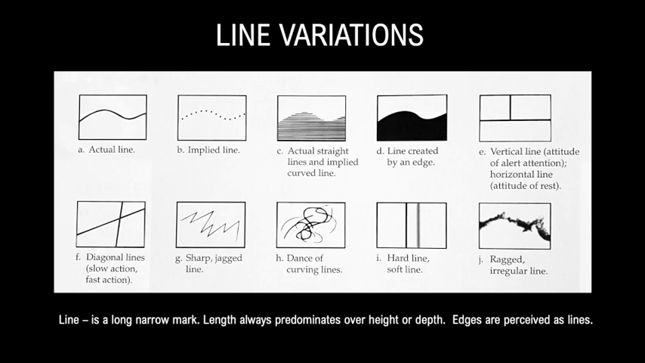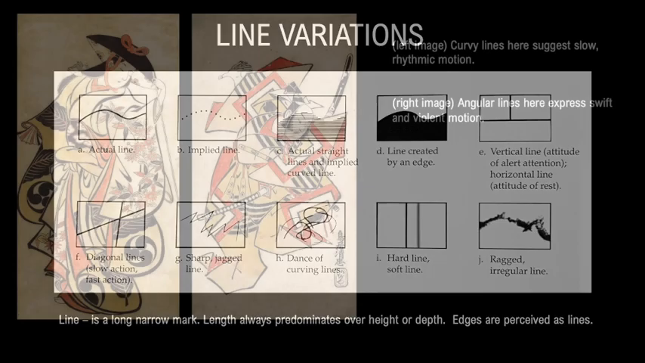A line is a long, narrow mark. Length always predominates over height or depth. And as I said before, edges are perceived as lines.